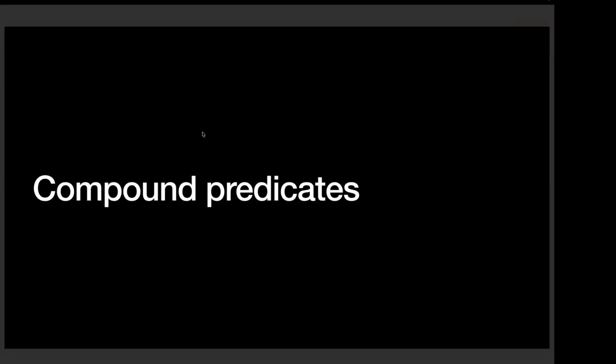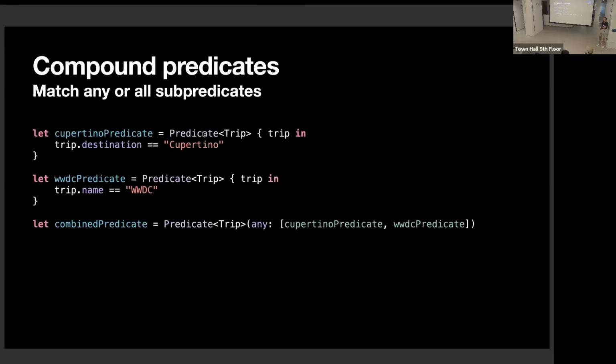And finally, we've got compound predicates. If you missed NSCompoundPredicate and using it with Core Data, now you can use something very similar in SwiftData. There are two new initializers on Predicate that accept an array of subpredicates, and you can match any or all of them using the appropriate initializer.